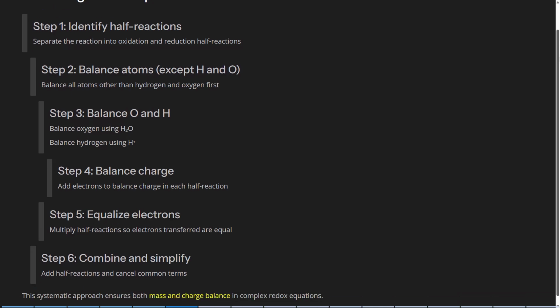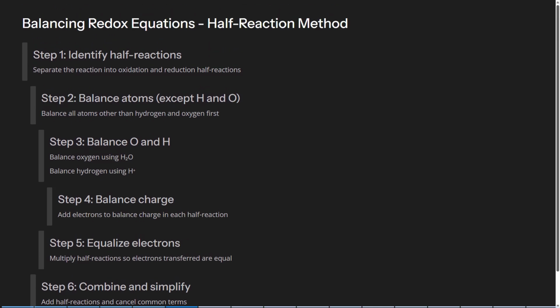Balancing redox equations can seem daunting, but the half-reaction method breaks it into manageable steps. We separate the oxidation and reduction processes, balance each half-reaction completely, atoms and charge, then combine them so electrons cancel out. It's like solving two smaller puzzles independently, then fitting them together perfectly.